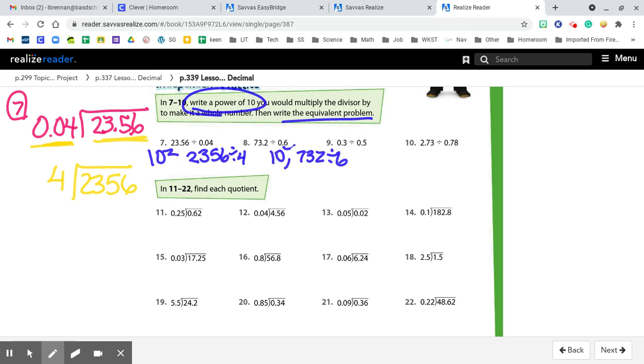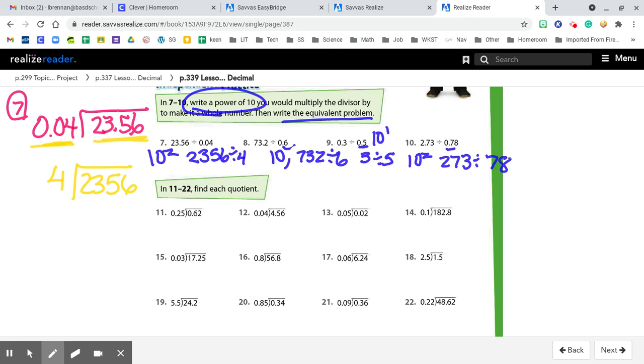For number 9, I'll be multiplying by, again, 10 to get that out of the way. So I'm going to be doing 3 divided by 5. And I know I'm going to have a decimal there. And that one, I'm just going to be multiplying it by 10, or 10 to the first power. And for number 10, I need to move it 2 places, so that's 10 to the second power. So I'll have 273 divided by 78.